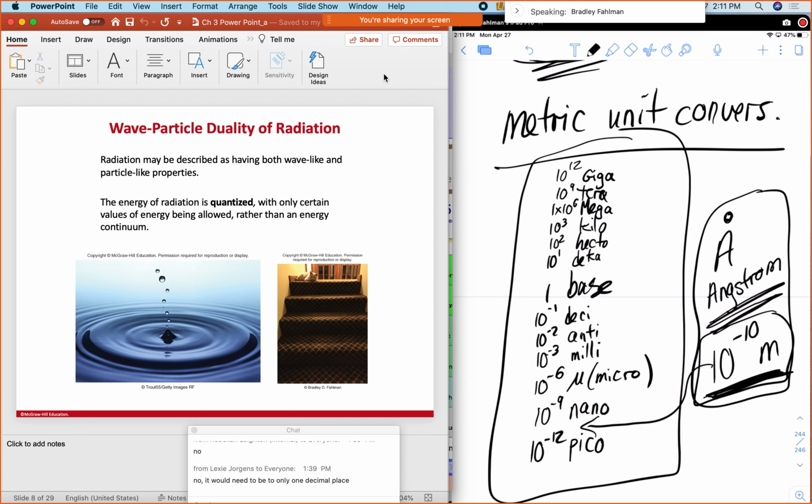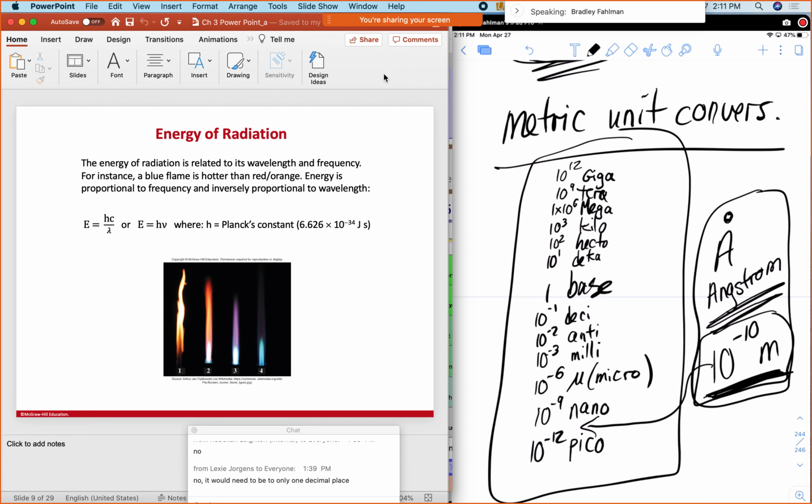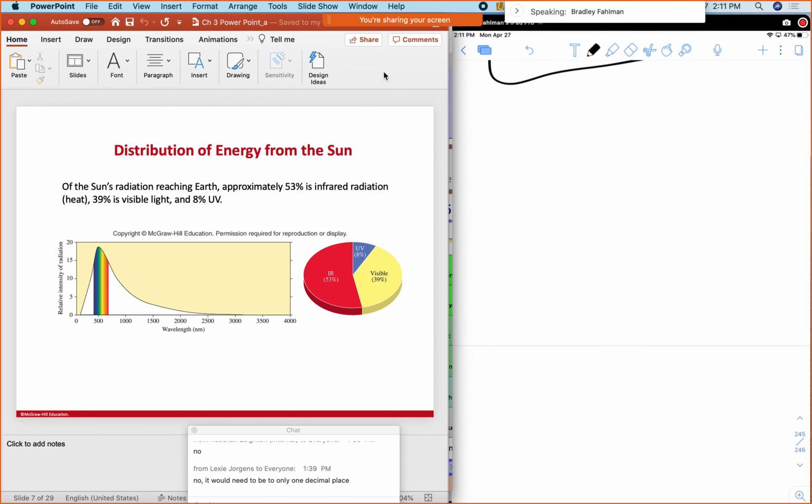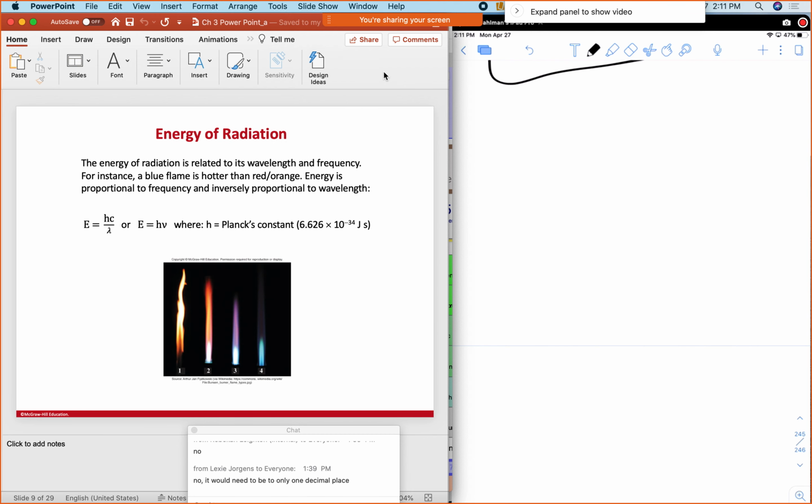Quantization is not going to be a huge thing, I guess just the term. It's way beyond the scope of this class, so really nothing from these. A calculation like this is important, like energy of radiation, but I won't talk about quantized anything.